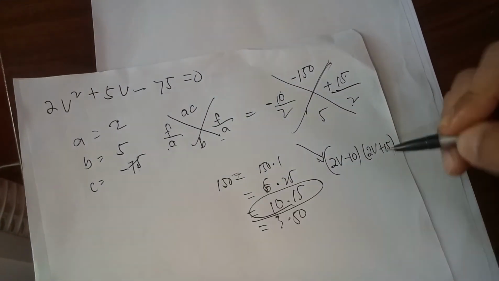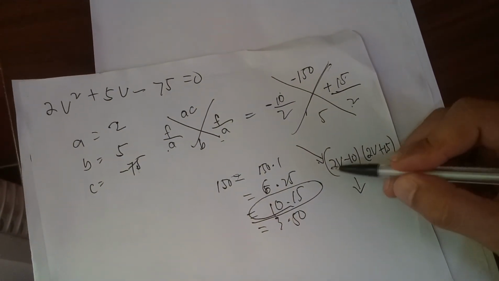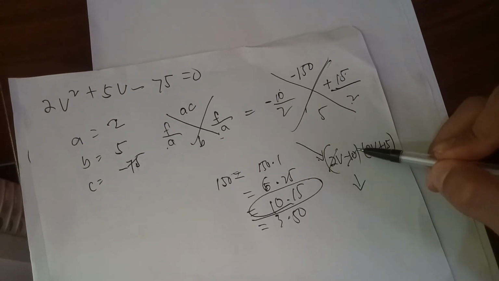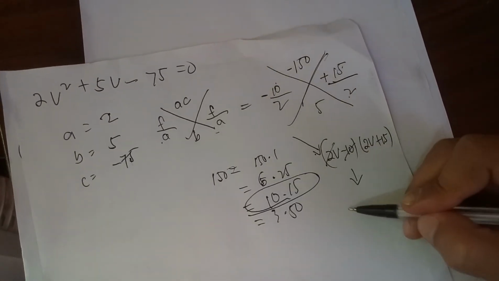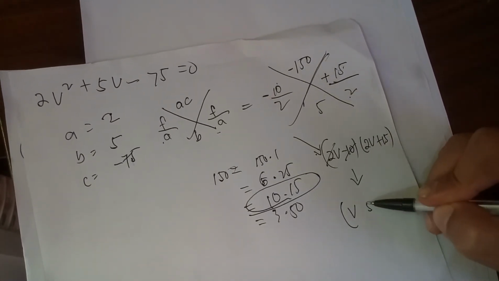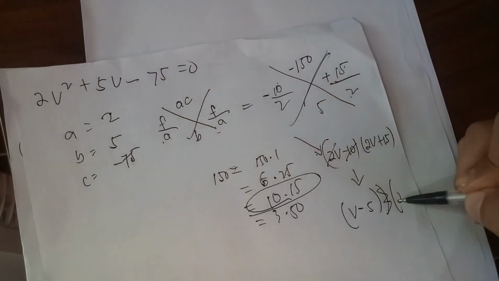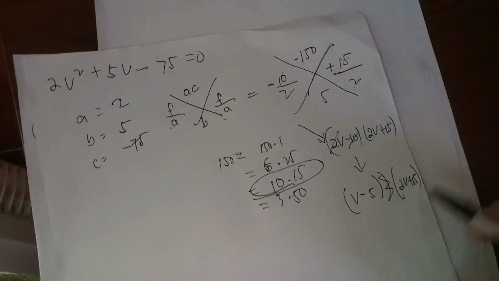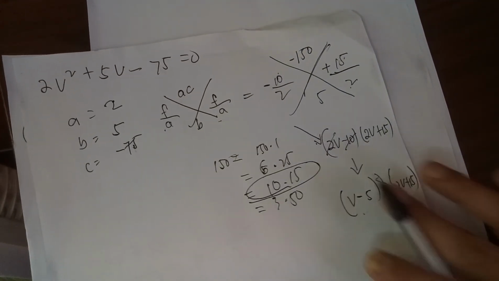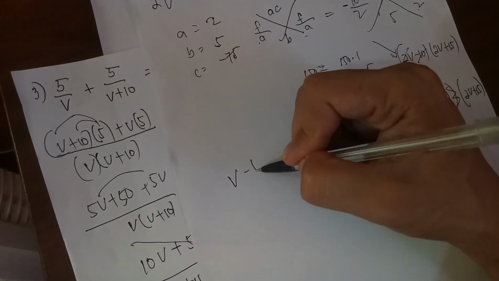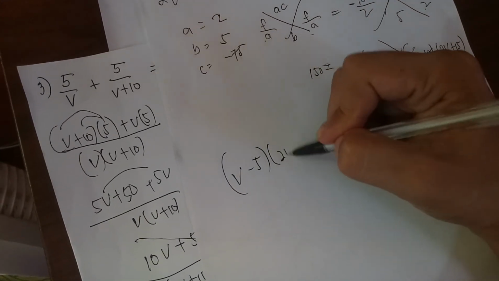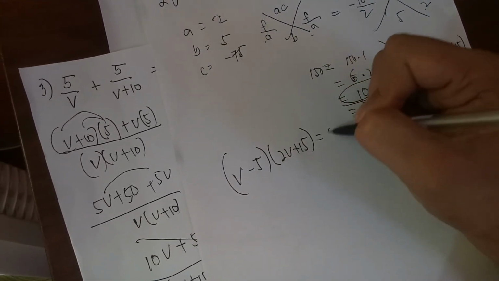Okay, this is simplifiable. Half of 2 is 1v. Half of 10 is 5, negative. Okay, times 2v plus 15. So I think this will be the factor. So v minus 5, 2v plus 15 is equal to 0.